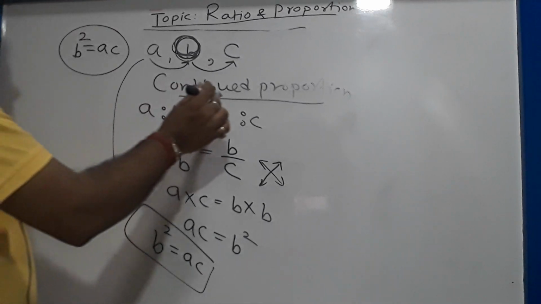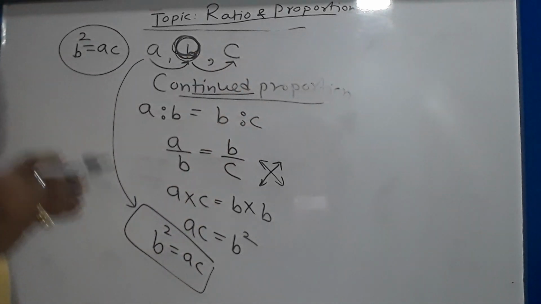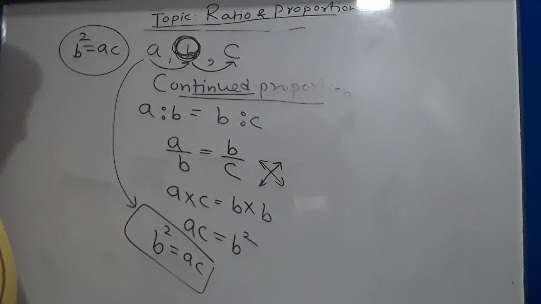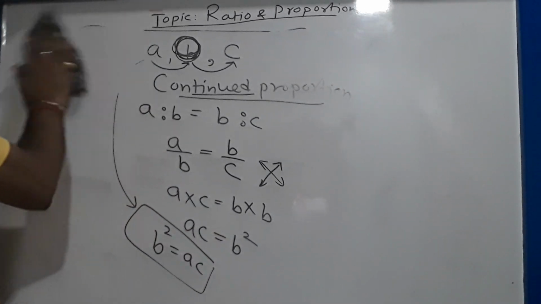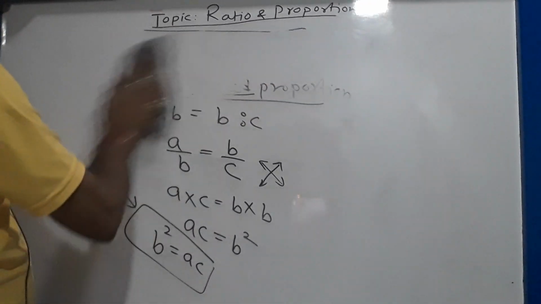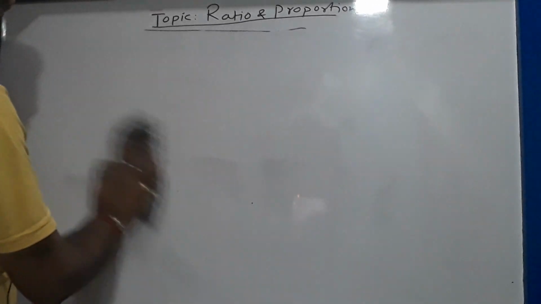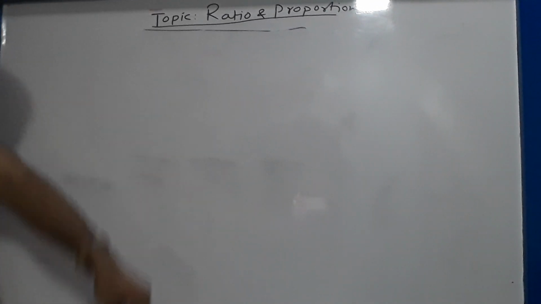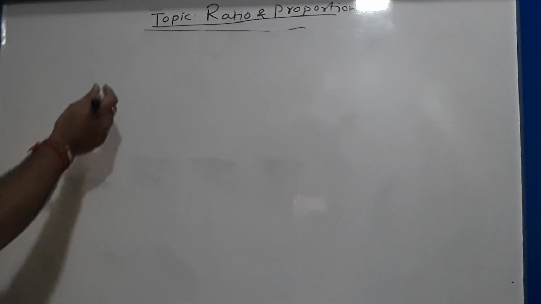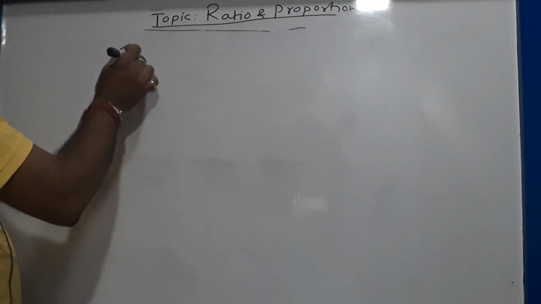So this is the definition of continued proportion of three numbers. If three numbers A, B, C are in continued proportion, then B square is equal to AC. Then which condition holds true? B square is equal to AC. Let us take four numbers, A, B, C, D.